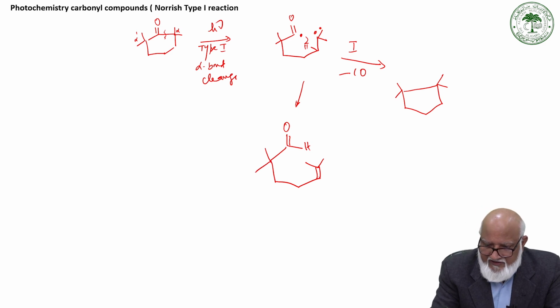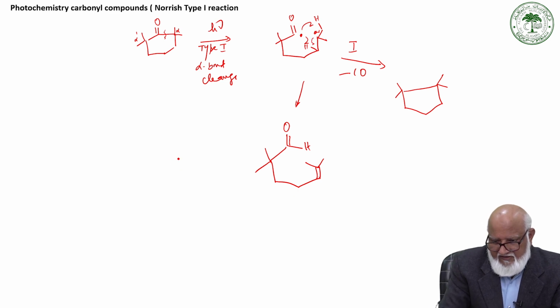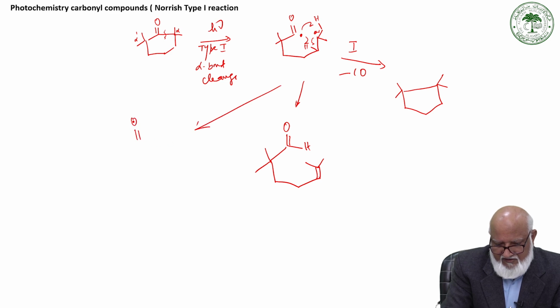It is also possible that this radical may abstract a hydrogen radical here. This will form a double bond on this side as well as this side. And then we get another aldehyde, which could be an enaldehyde.